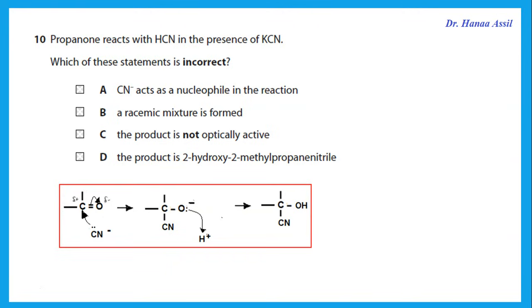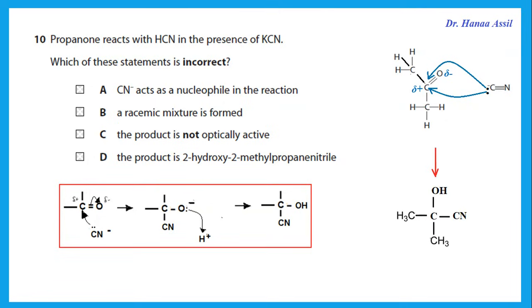We're looking for which one is incorrect. Well, the second one says a racemic mixture is formed. Well, let's see. You should realize that a carbonyl is a flat planar structure in which the cyanide can attack from either side. So the cyanide can attack from the front and give one isomer, or it can react from the back and give the other isomer.